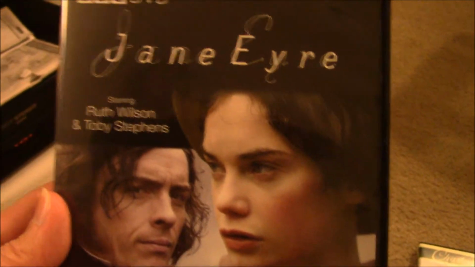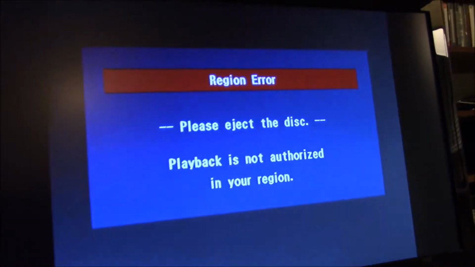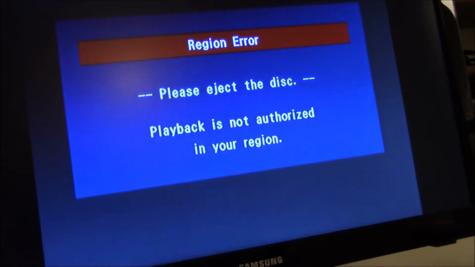It does not play on our American DVD players. See, there it is: Region error. Please eject the disc. Playback is not authorized in your region. So, what did you order it for then? Well, because I found a trick on how you can get around this.